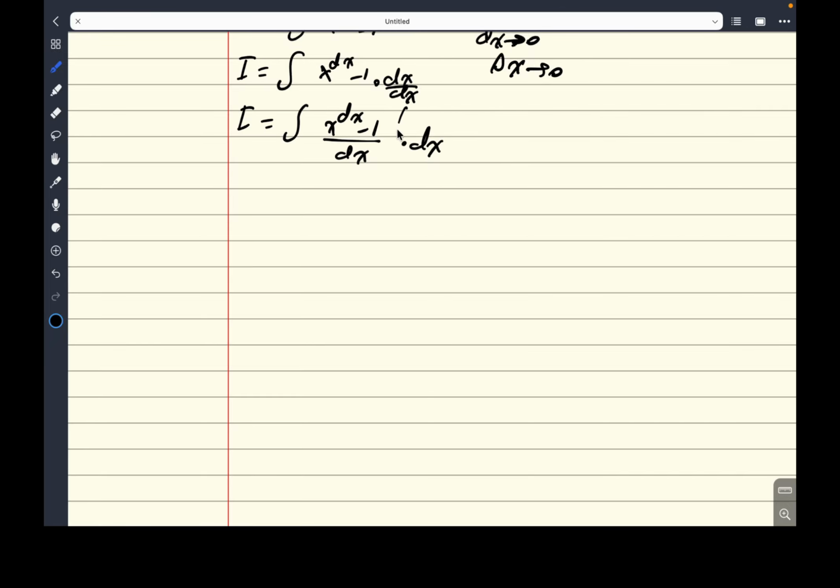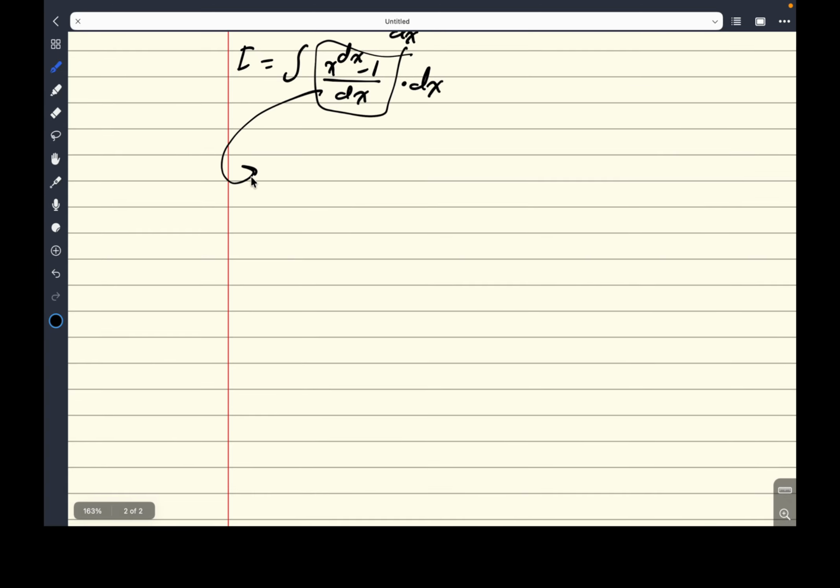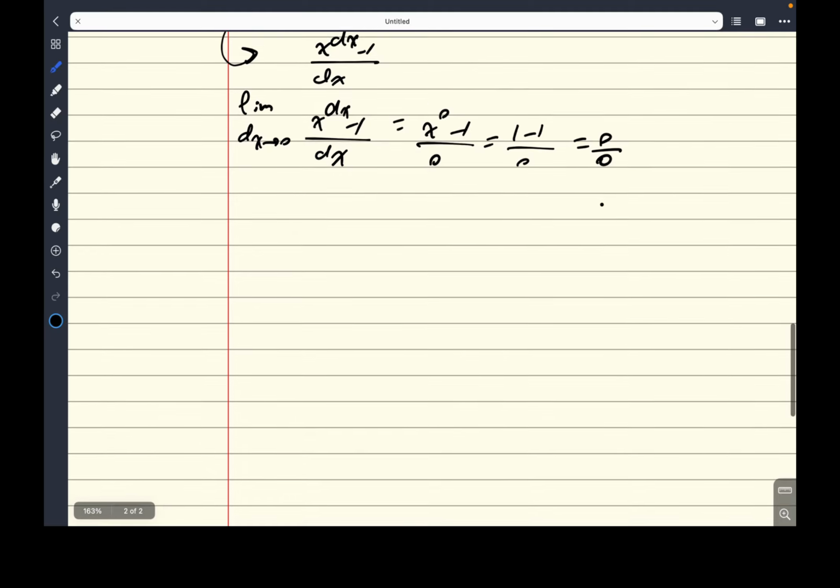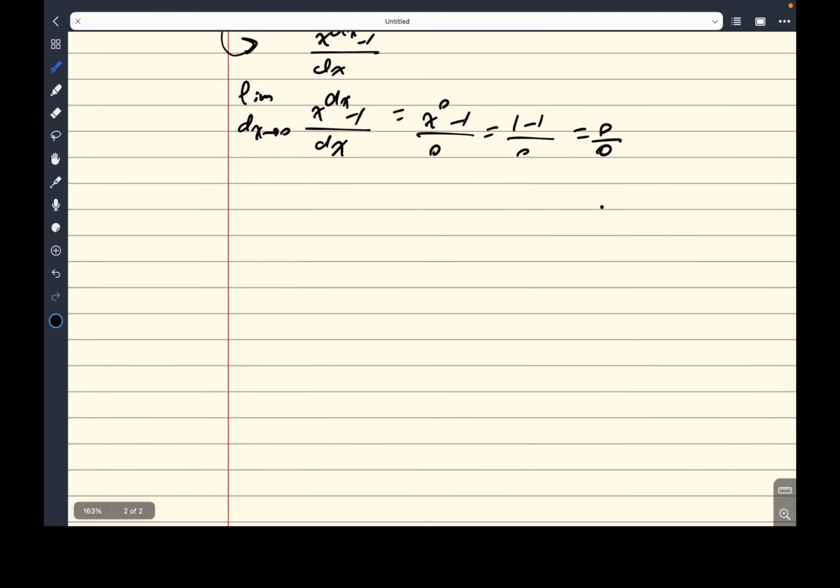Now it makes our work simpler, so we just want to calculate this term here: x to the dx minus 1 over dx. What is this expression equal to? If I take the limit of both sides as dx approaches 0, x to the power of dx minus 1 over dx, I'm going to be left with x to the 0 minus 1 over 0, which is 1 minus 1 over 0, which is 0 over 0. So this discontinuity can be removed. How should we remove this discontinuity?